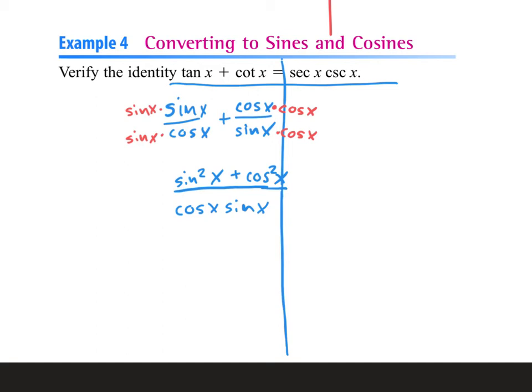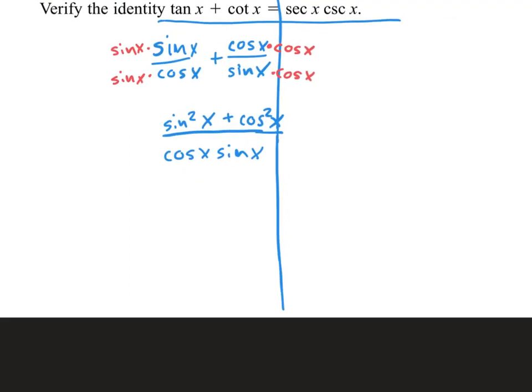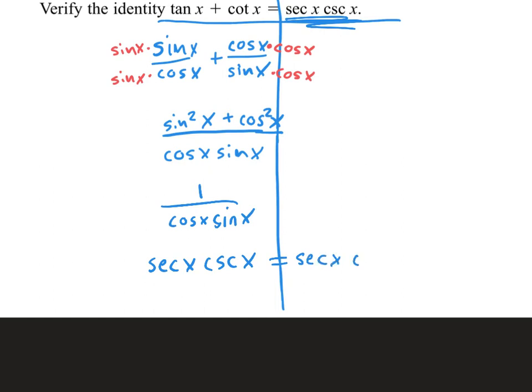What do we notice about the top here, our numerator? It's an identity. What's sine squared x plus cosine squared x? 1. So we have 1 over cosine x times sine x, and that just simplifies to secant x and cosecant x. So looking back, our goal is to get secant x times cosecant x. We see that 1 over cosine is secant x, and 1 over sine is cosecant x. So that's equal to secant x cosecant x. Good job, guys.